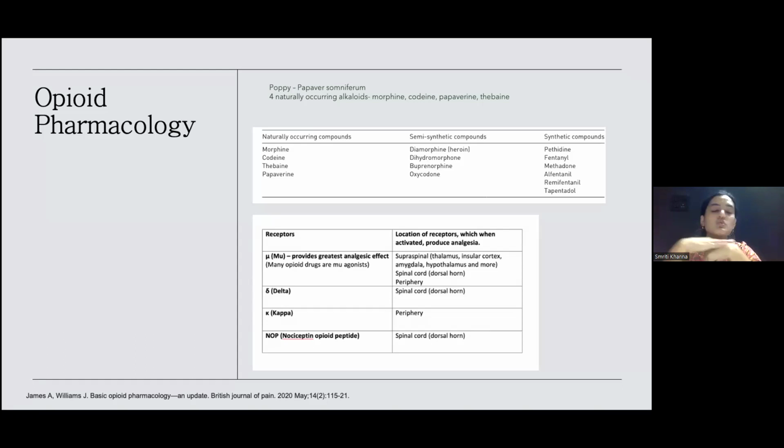Pethidine is usually used for very short analgesia, so it's used for procedures primarily. Fentanyl, methadone, tapentadol are all used for pain relief. So this is just a short description of what the opioid compounds are.